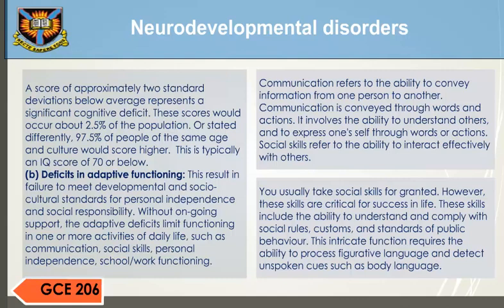Social skills refer to the ability to interact effectively with others. We usually take social skills for granted. However, these skills are critical for success in life. These skills include the ability to understand and comply with social rules, customs, and standards of public behavior. This intricate function requires the ability to process figurative language and detect unspoken cues, such as body language.